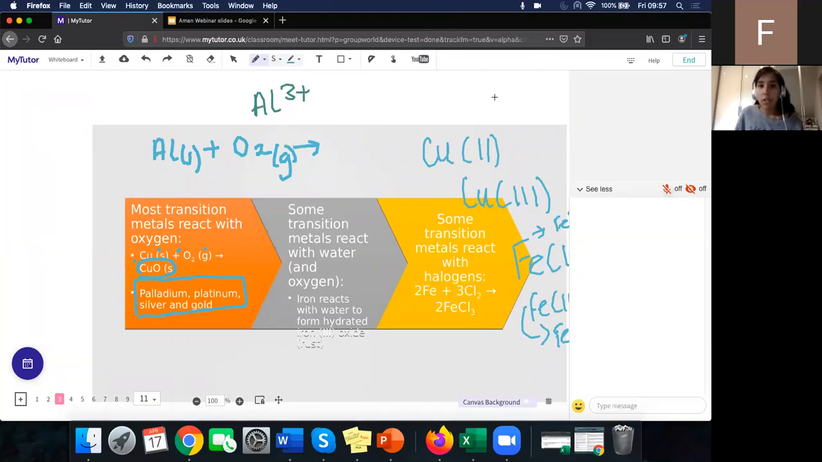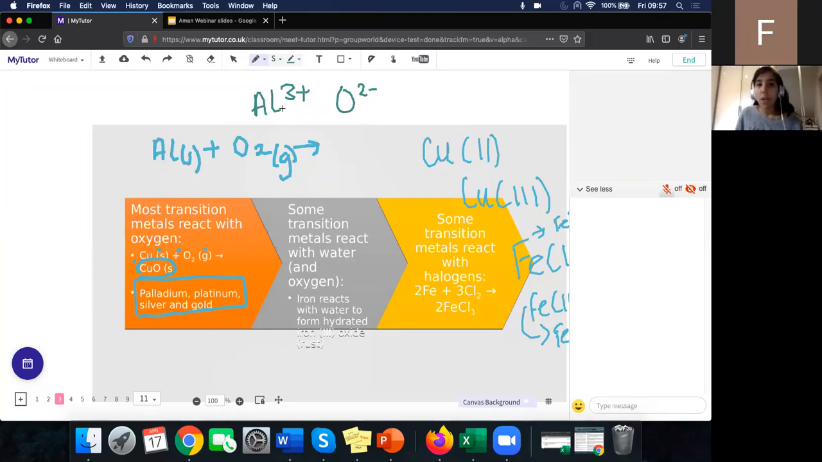Oxygen is in group 6. And if it's in group 6, that means it has 6 electrons in its outer shell. Remember, oxygen is a non-metal, so that means it wants to gain electrons. If it gains those electrons, it will gain 2, and therefore will form an O2- charge. Because it will gain 2 electrons, it will have 2 more electrons than protons.